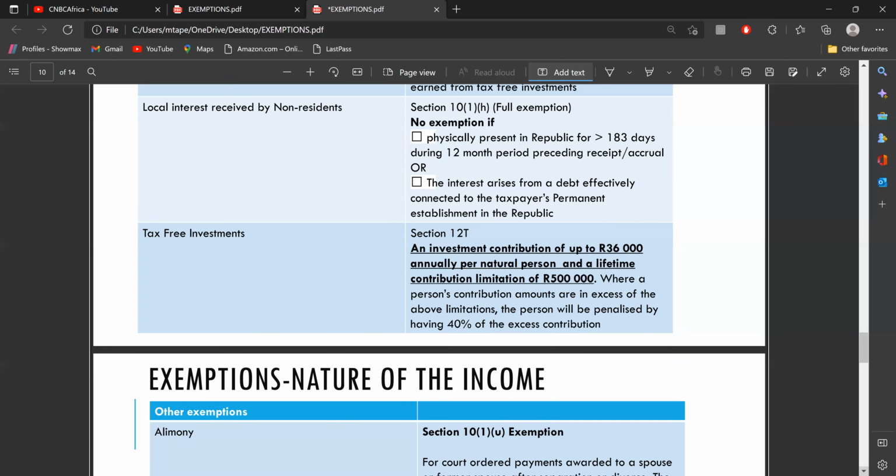So if you invest over 36,000 Rand in a year in a tax-free investment, the 36,000 Rand is exempt, and you would be penalized on the excess of 36,000 Rand, and the penalty would be 40%, right? And the lifetime contribution limitation of a tax-free investment is 500,000 Rand. So if you have invested more than 500,000 Rand in your tax-free investment, it means only the 500,000 Rand would be tax-free, and the excess would be subject to a penalty of 40%.